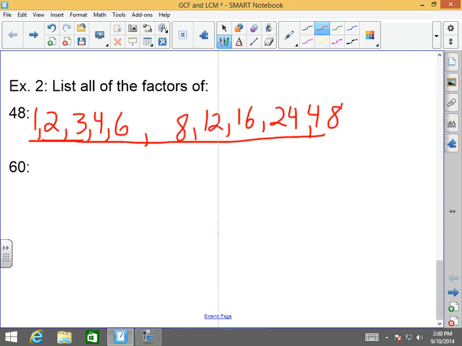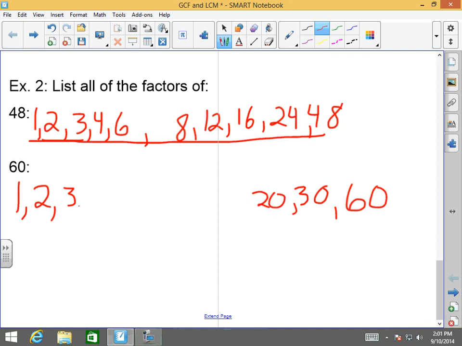How about 60? We know it's 1 and 60 for sure. Oh, and I'm sorry. Does 10 go into 48? How do you know? It doesn't end in a 0. Great. Okay, does 2 go into 60? Yes, because it's an even number. 2 times 30. Does 3 go into 60? Yes, because 6 plus 0 is 6, which is divisible by 3, and it's 3 times 20.